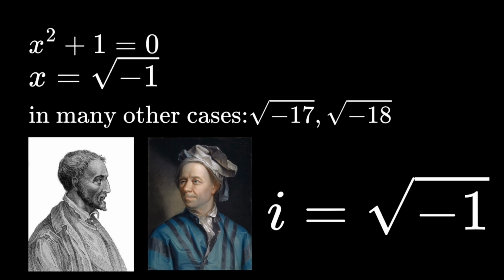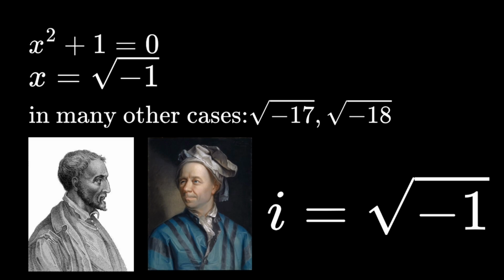So first, let's consider the equation x squared plus 1 equals 0. When we solve this equation, we get x equals the square root of minus 1. But wait, a positive squared is a positive number and a negative squared is positive as well. So the square root of negative 1 doesn't even exist. So people thought that this equation had no solution.